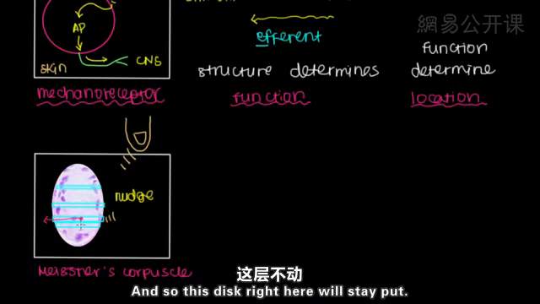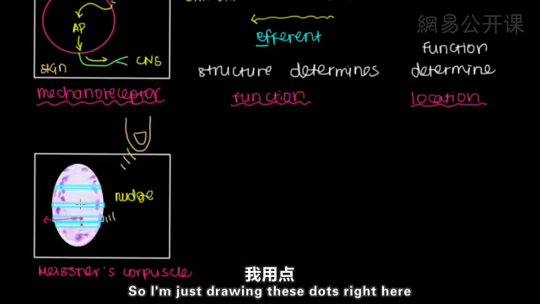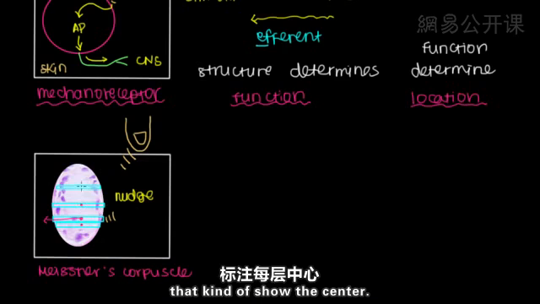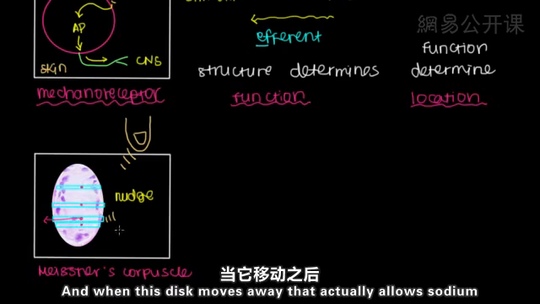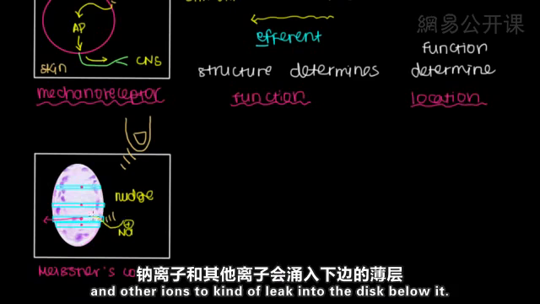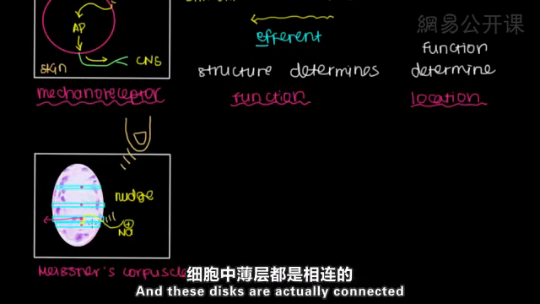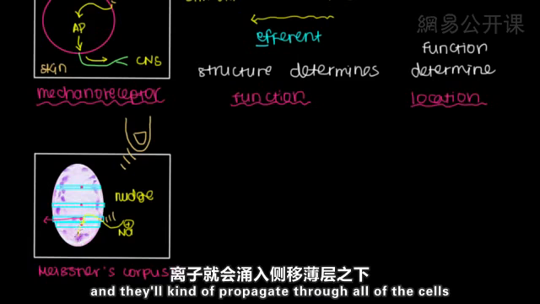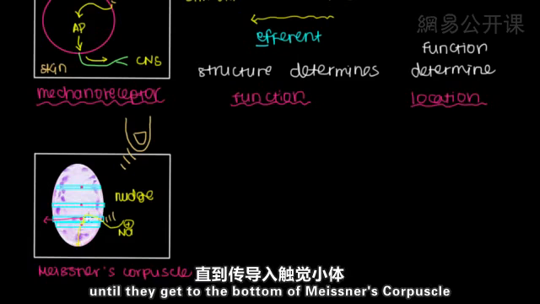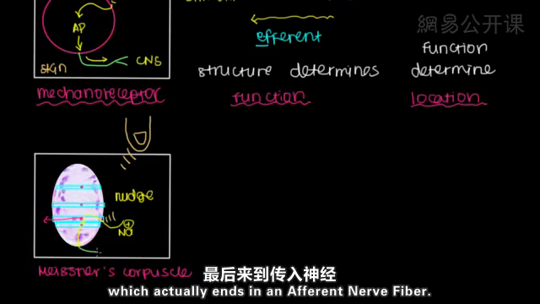And so this disc right here will stay put. I'm just drawing these dots right here that show the center. So these aren't going to be nudging, but this guy up here nudges that way. And when this disc moves away, that actually allows sodium and other ions to leak into the disc below it. And these discs are actually connected. And so when they shift across, you'll have ions enter, and they'll propagate through all the cells until they get to the bottom of Meissner's corpuscle, which actually ends in an afferent nerve fiber.